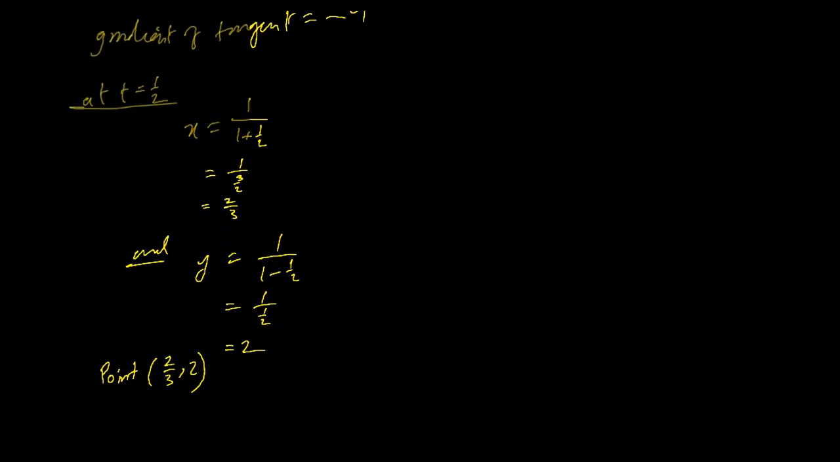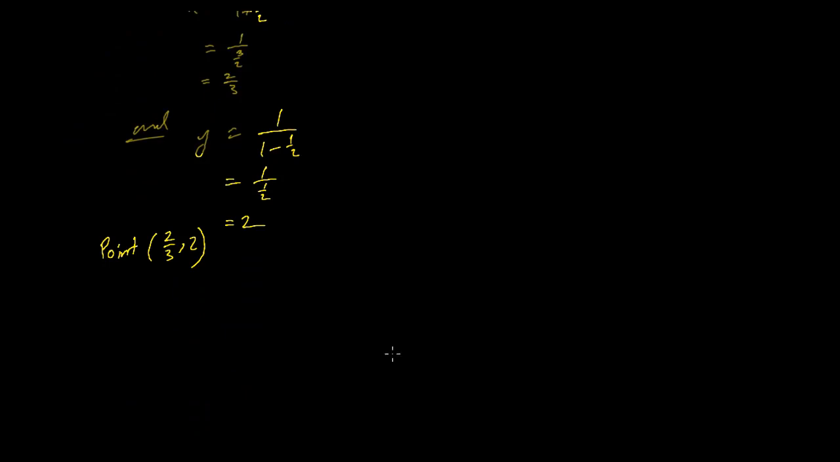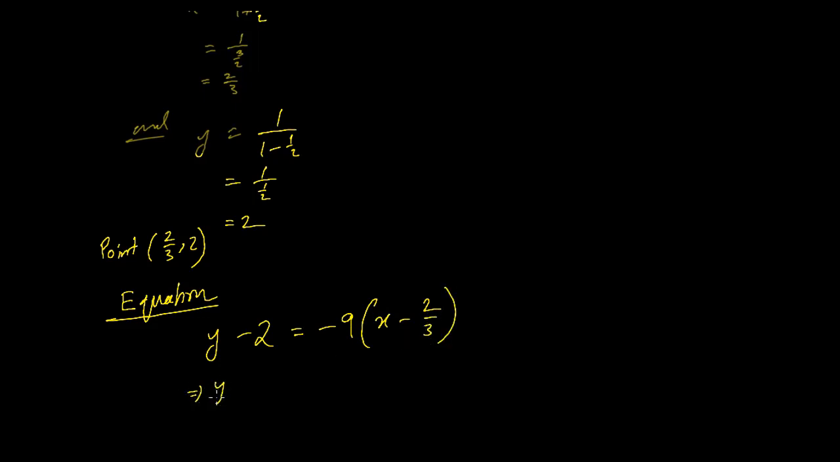Now we can find the equation. So the equation is y minus y1 equals m, the gradient is minus 9, times x minus 2 by 3. y minus 2 equals minus 9x, minus into minus is plus, 3 nines are 9, 3 twos are 6. So y equals minus 9x plus 8.